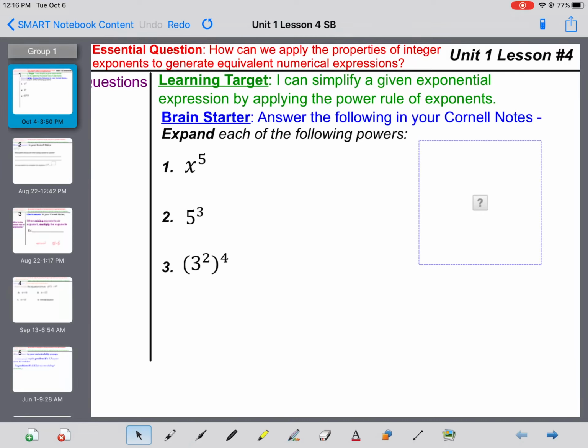Hey guys, this is Unit 1, Lesson 4. The EQ is: how can we apply the properties of integer exponents to generate equivalent numerical expressions? The learning target is: I can simplify a given exponential expression by applying the power rule of exponents.